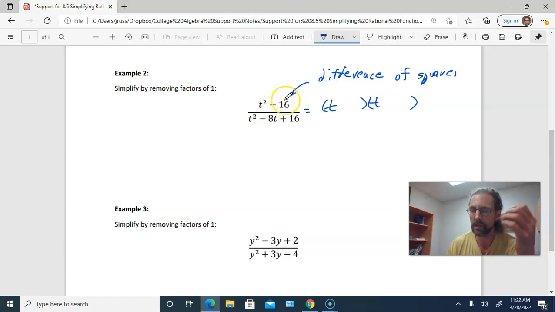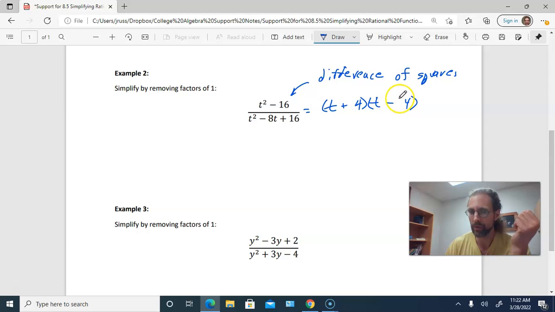And then what do I need to get a 16? And it's got to be the same number. I need a 4 times a 4, okay? And then to ensure that, if you were to check these by multiplying them out, we don't get that middle term that we typically do, we need to make sure the signs are opposite. So one is going to be positive and the other one's going to be negative.